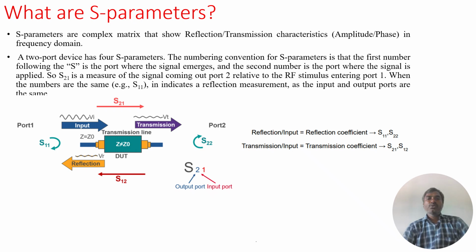For example, a two-port network will have a scattering matrix of dimension 2 cross 2. In that, the first element is S11, which represents the reflection coefficient. The second element is S12, which represents the transmission coefficient from port 2 to port 1. Similarly, S21 represents the transmission coefficient from port 1 to port 2. Similarly, S22 represents the reflection coefficient, that means the amount of signal reflected at port 2 itself.